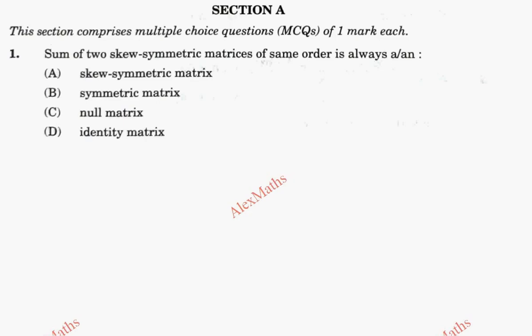Section A, question number 1. Sum of two skew symmetric matrices of same order is always. When we take an example of two skew symmetric matrices and add them, we always get a skew symmetric matrix as the answer. So the correct answer is option A.